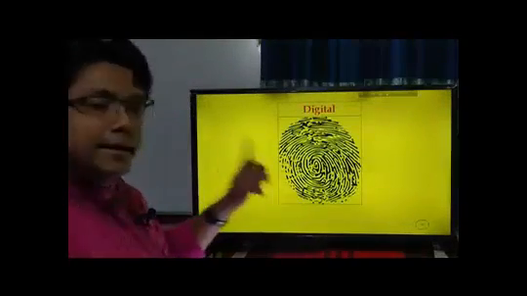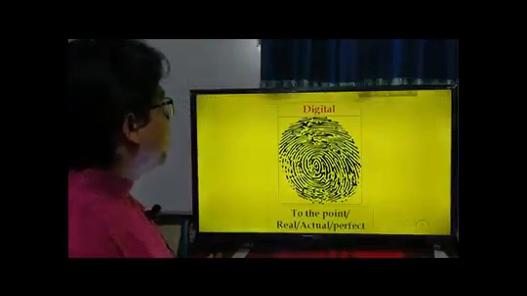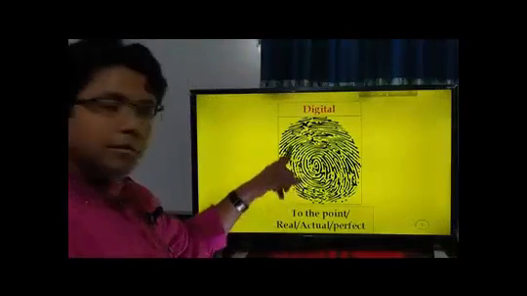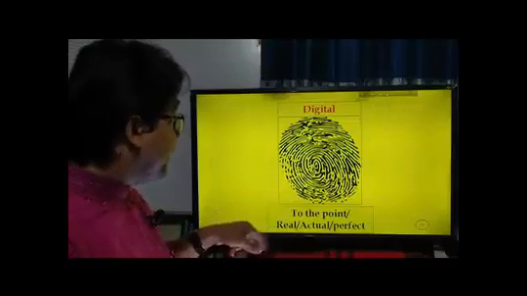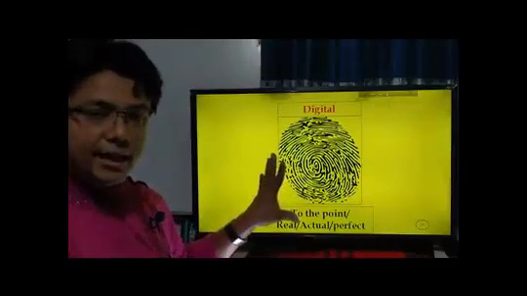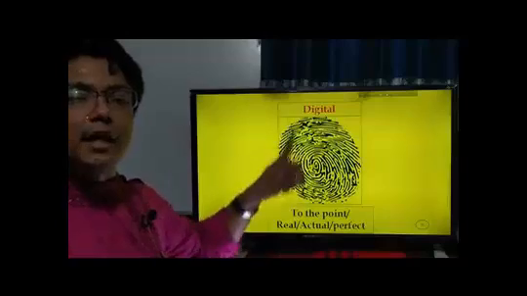So here you see digital. It means it is a sign of digital. It means to the point, real, actual, or perfect. This is digital.